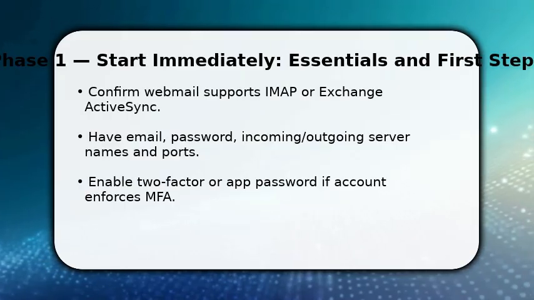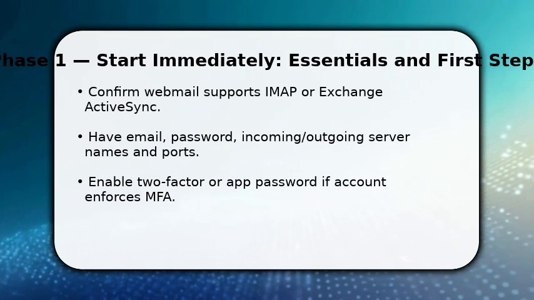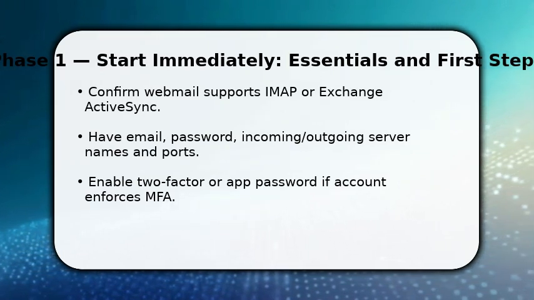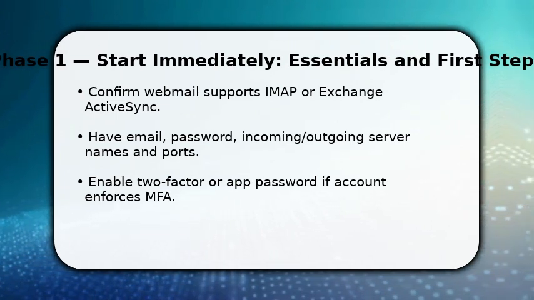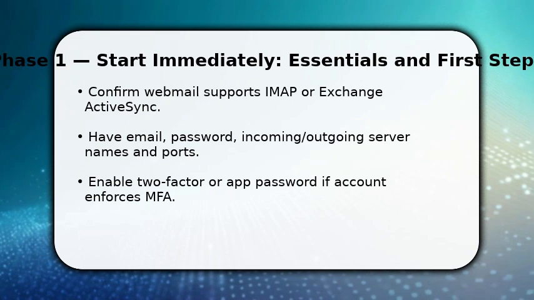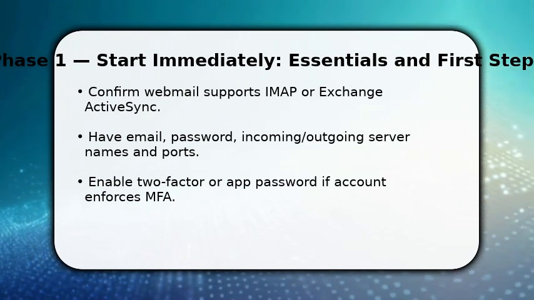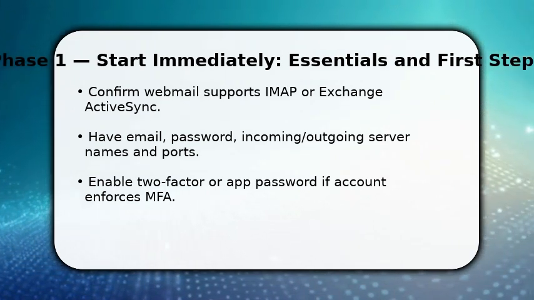You start by verifying prerequisites. Confirm that your webmail offers IMAP or Exchange ActiveSync and retrieve incoming and outgoing server names, ports, and security settings. Once done, open Outlook and choose Add Account. Do not skip entering the full email address.